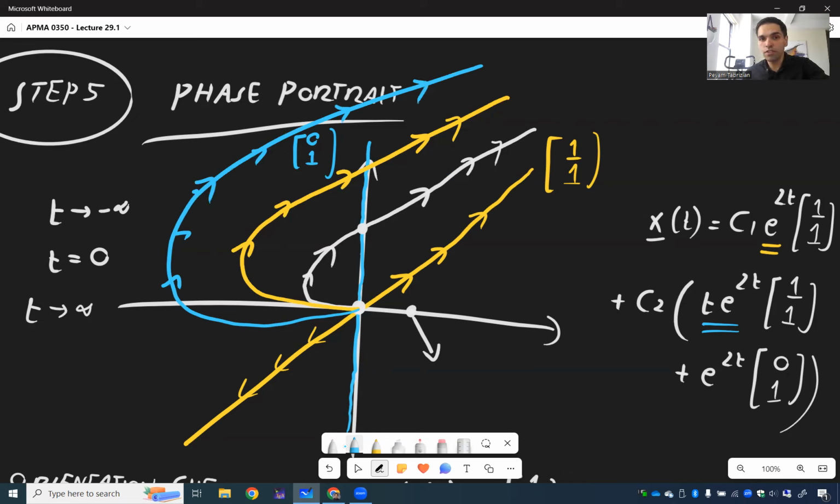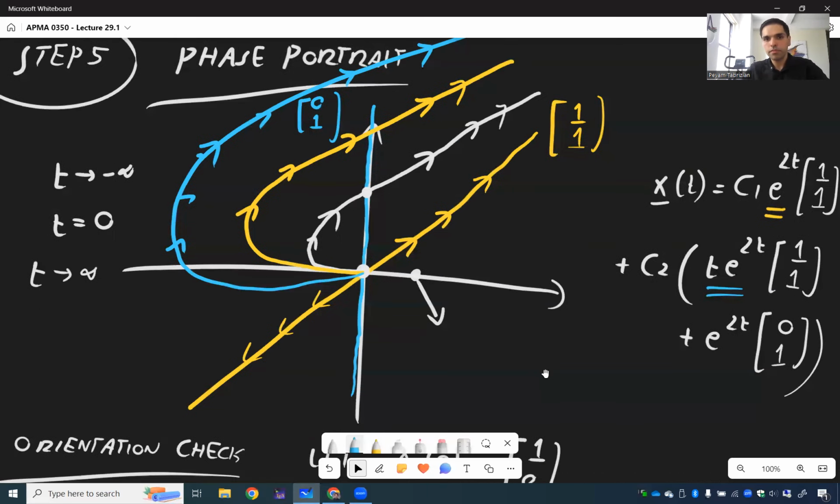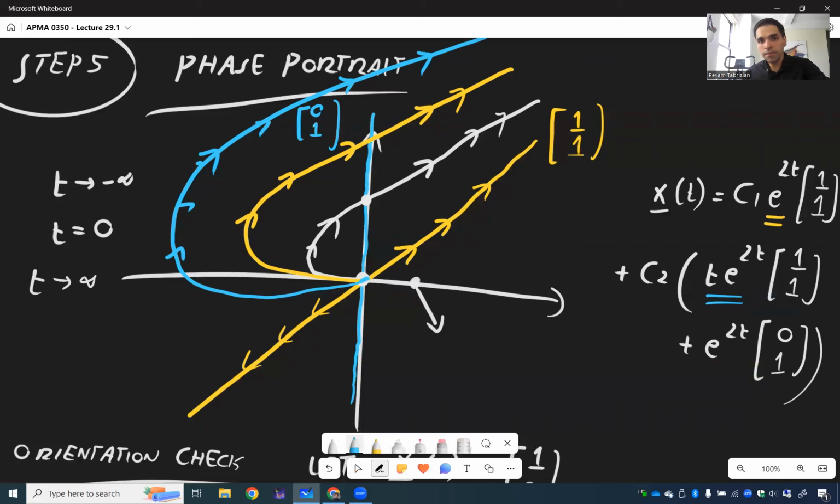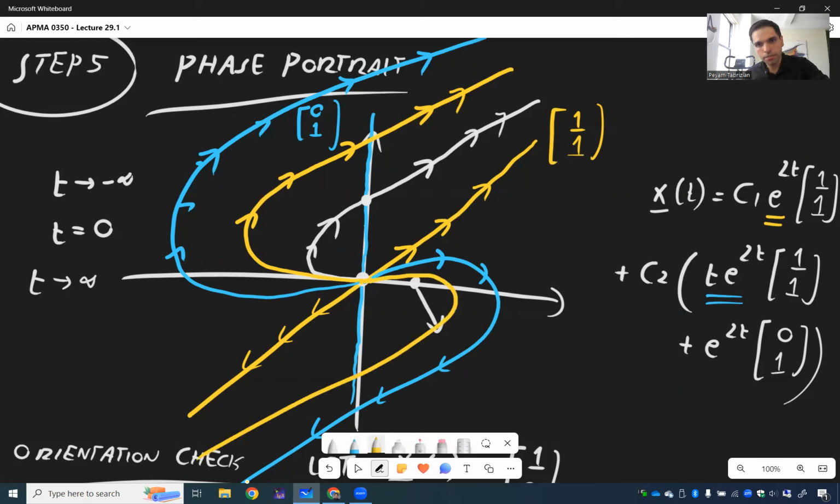Kind of the reverse of that. So once again, you start at the origin, you curve, you go through the axis, and eventually you become parallel to 1, 1. Whoosh. Kind of like that. And then kind of like this. And then finally more like this.